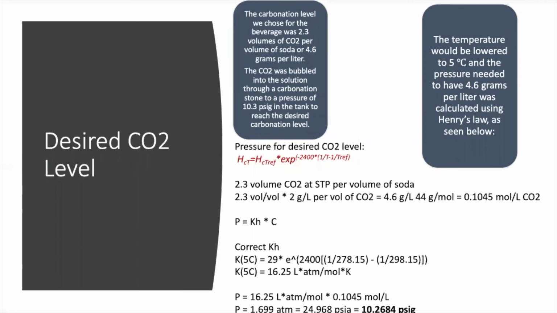The carbonation level we chose for the beverage was 2.3 volumes of carbon dioxide per volume of soda, or 4.6 grams per liter. The CO2 was bubbled into the solution through a carbonation stone to a pressure of 10.3 psig in the tank to reach the desired carbonation level. The temperature would then be lowered to 5 degrees Celsius, and the pressure needed to have 4.6 grams per liter was calculated using Henry's law, as seen below.